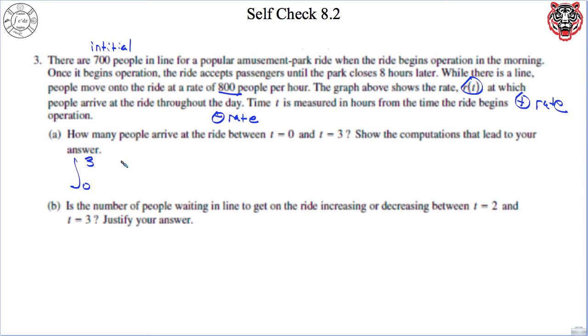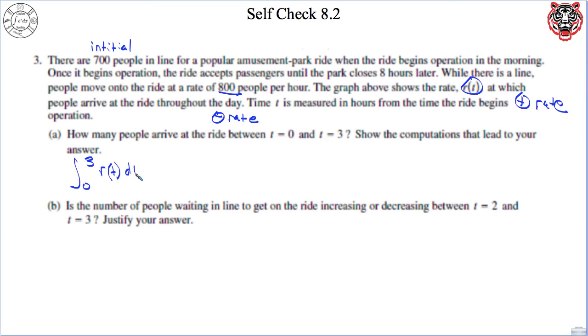Wait, so is 800 negative? 800 is the negative, yeah. So we don't care about the negative rate in part A. It's just asking how many people arrive. Wait, so what's the negative? The negative rate will affect parts B, C, and D. But the negative rate is literally just 800 people per hour. It's not like a function. Exactly. It's a constant function.